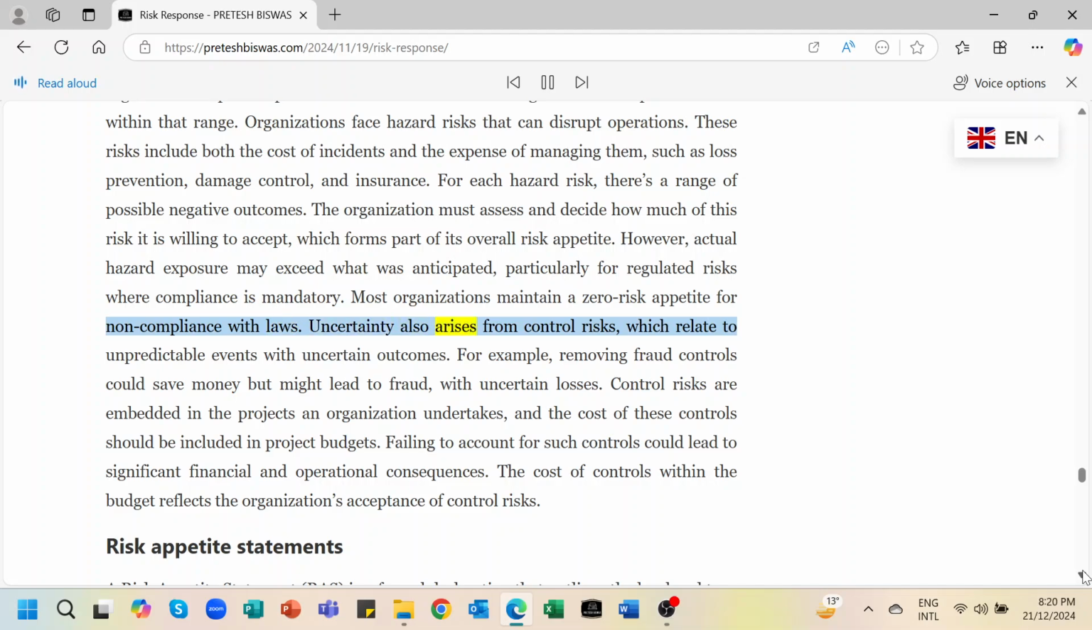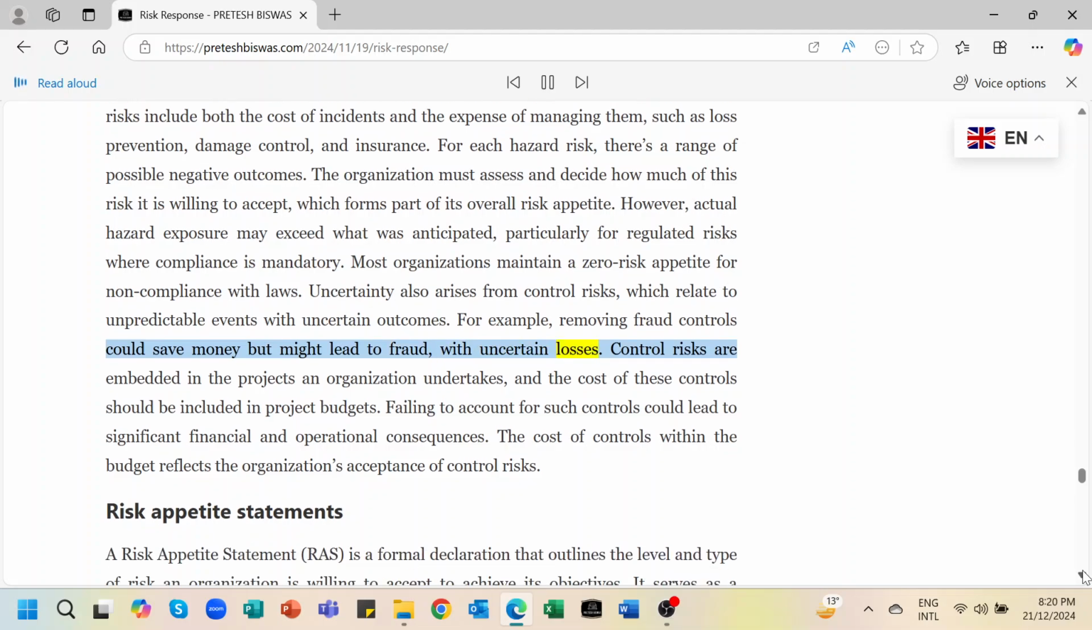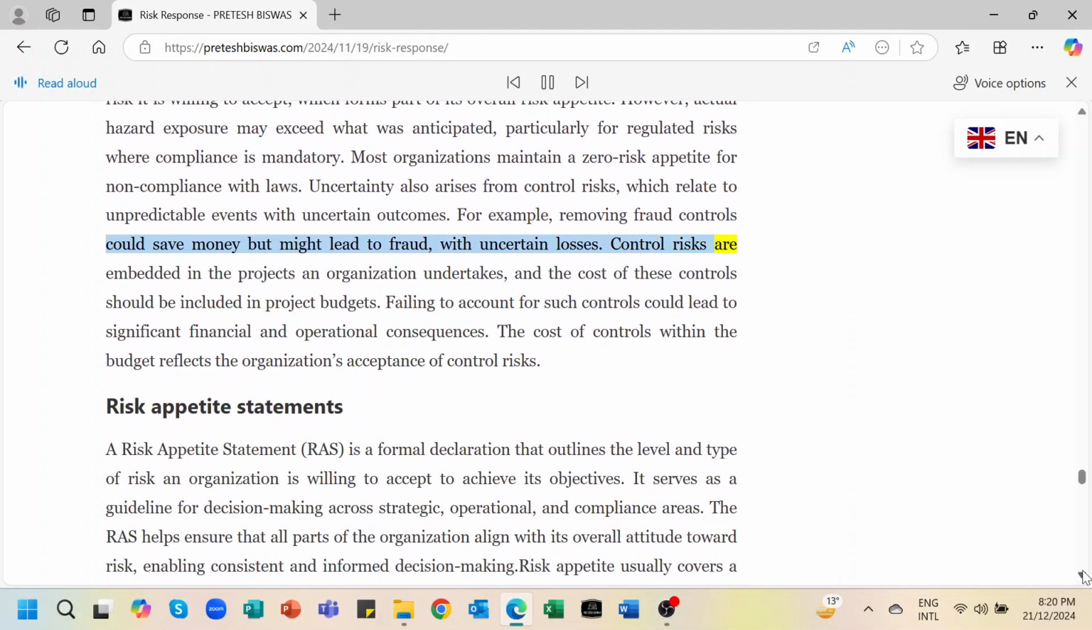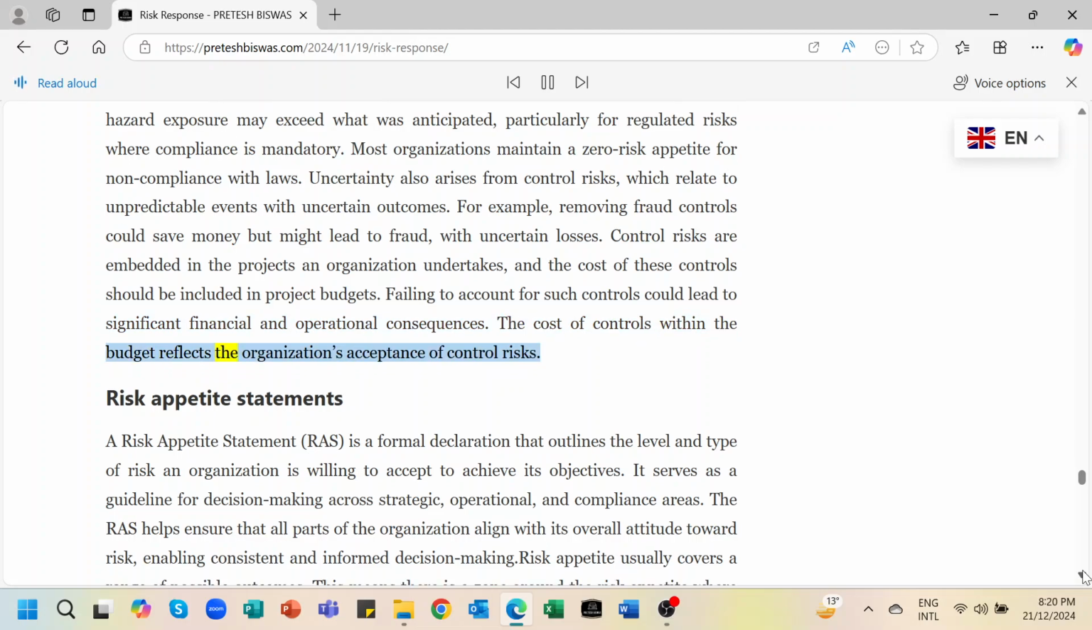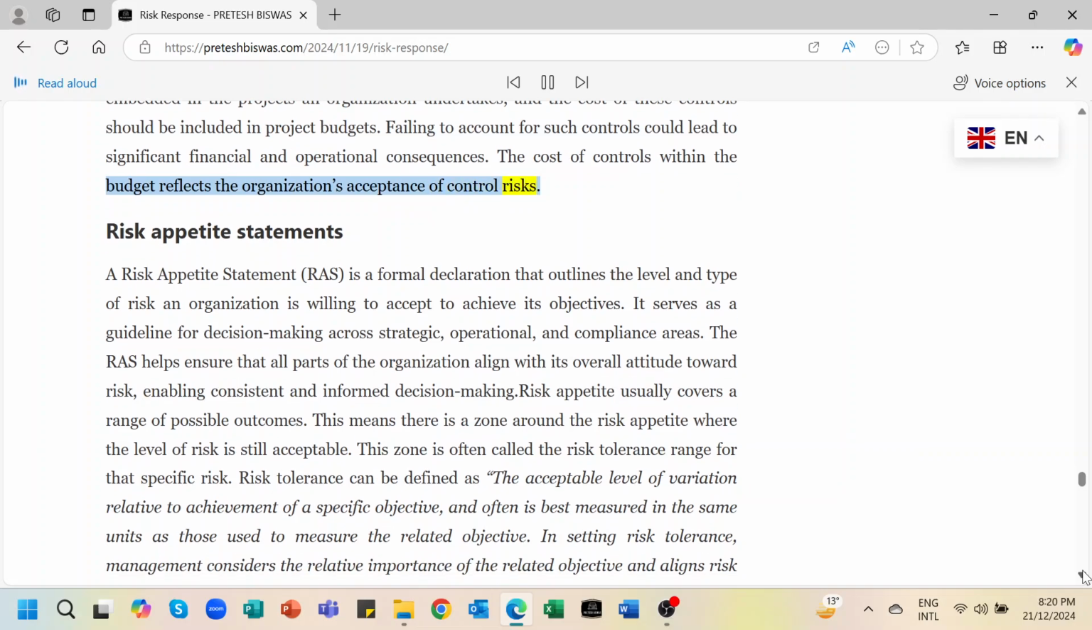Uncertainty also arises from control risks, which relate to unpredictable events with uncertain outcomes. For example, removing fraud controls could save money but might lead to fraud, with uncertain losses. Control risks are embedded in the projects an organization undertakes, and the cost of these controls should be included in project budgets. Failing to account for such controls could lead to significant financial and operational consequences. The cost of controls within the budget reflects the organization's acceptance of control risks.